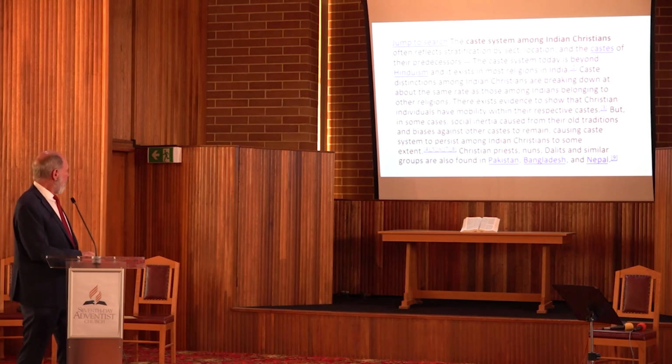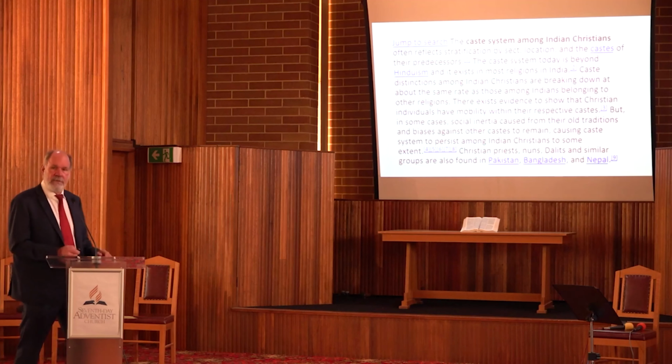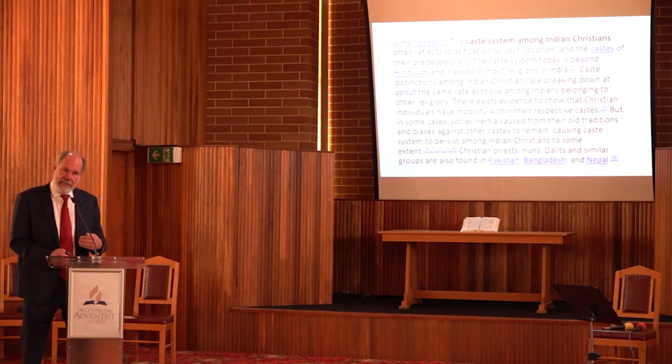And so what happened? Caste distinctions amongst Indian Christians are breaking down at the same rate as those amongst Indians belonging to other religions. There exists evidence to show that Christian individuals have mobility within their respective castes, but in some cases, social inertia caused from their old traditions and bias against caste remains, causing caste system to persist amongst Indian Christians. And the name that they gave themselves in the 1930s was the Dalits, the lowest class, the Untouchables.